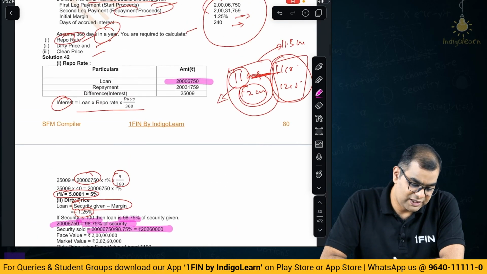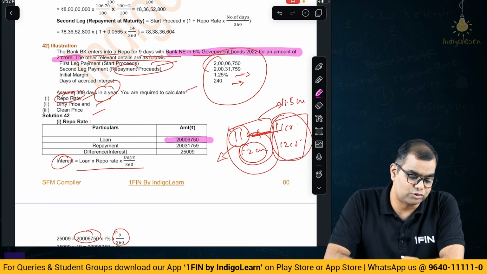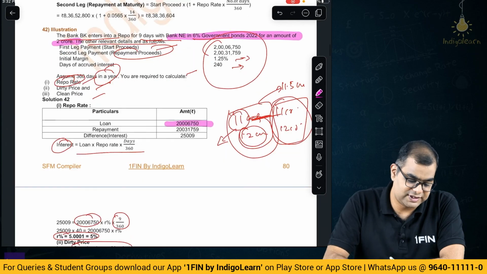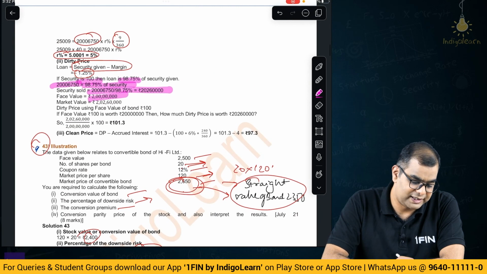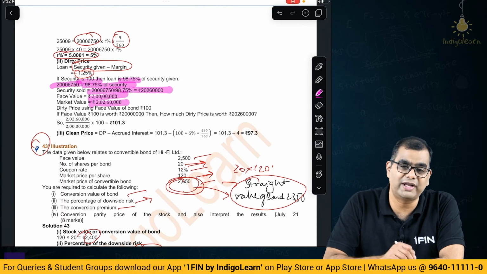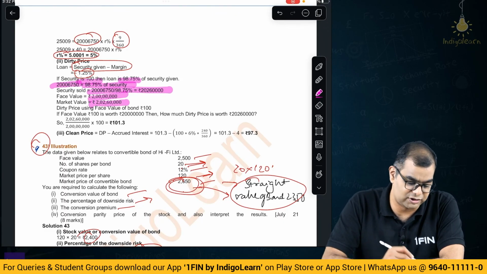Now, face value of the security, see here, 6% government bonds 2022 for an amount of 2 crores. So, the face value of the security is 2 crores, whereas the market value is 2,026,000. How did I get market value? Because that is the security that you have given as deposit or rather a collateral for this loan.